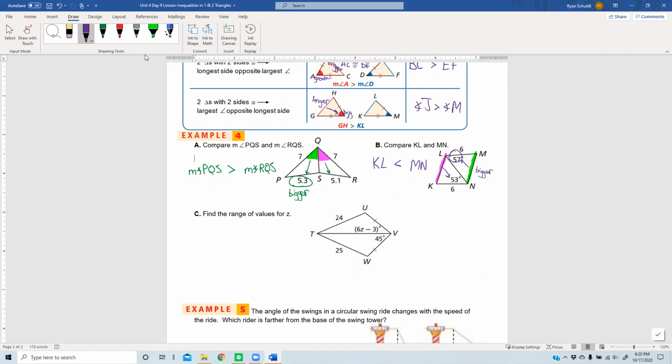Okay, C asks us to find the range for the values of Z. Well, to do this, we have to look and see. They give us two angles here. Let's look across from those angles and see which one's the bigger side. Which one's bigger? 25 is bigger. So that means right off the bat that 6Z minus 3 has to be less than 45, because 45 has to be the bigger angle. This side is bigger, so this angle has to be bigger. But now I can't just leave it like this. Can I have a negative angle? No. I can't have negative 20 degrees. So my angle has to be between 0 and 45.